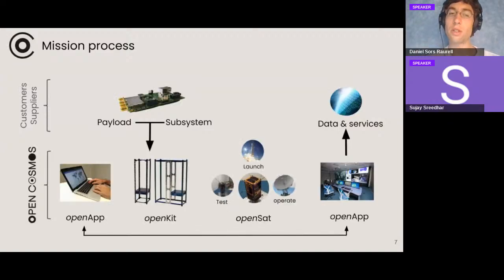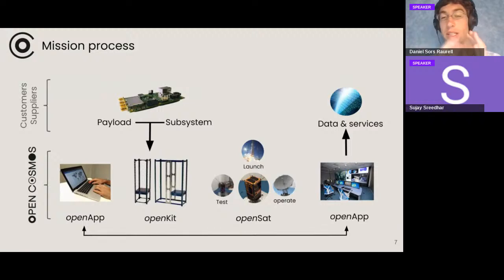We simplify all this process, and for that we have a set of tools and platforms in place. OpenApp is one of them, and today you will be able to have a look and play around with some of the tools of OpenApp. It's essentially a software platform in the cloud with a set of tools to run mission simulation and analysis in the first phase of the space mission, but it also has other modules such as the hardware in the loop that interfaces with the hardware, what we call OpenKit, a satellite qualification platform.